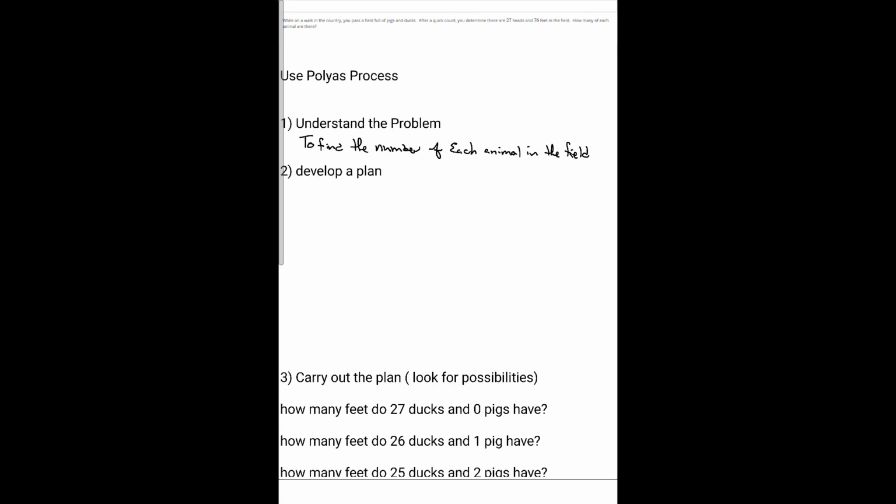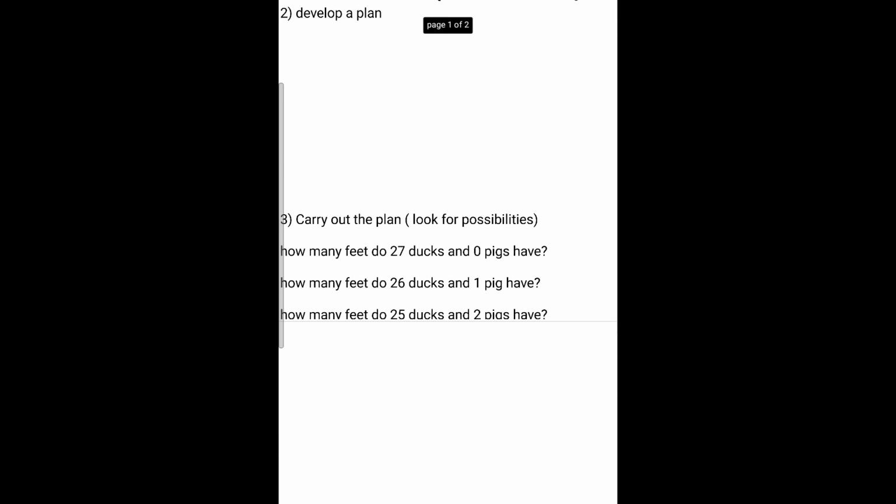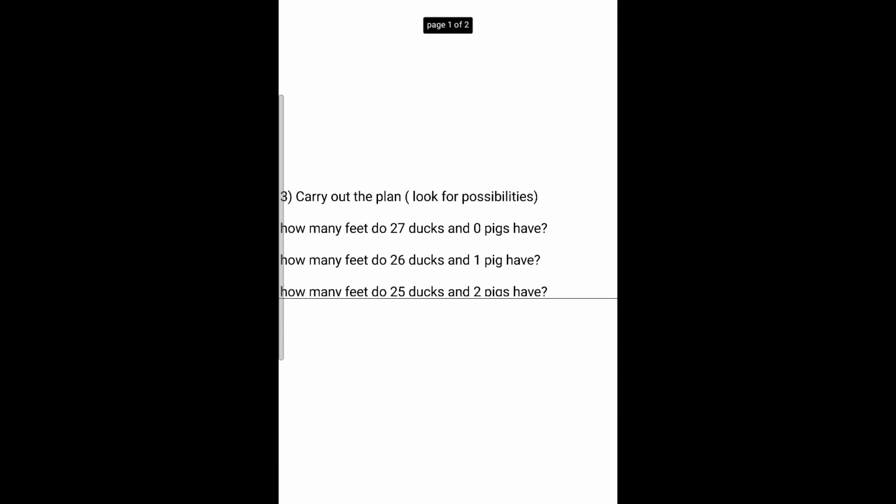Okay. So in order for us to figure out how much of each animal there is in the field, we've got to go through some possibilities. Okay, so we got to see, is there a pattern to what we're seeing? Okay, that's the hard part. That's what a lot of students struggle with. So step two of Polya's process is to develop a plan. Now, of course, you can write out your plan here, but in step three, that's kind of what we're doing. We're kind of carrying out the plan.